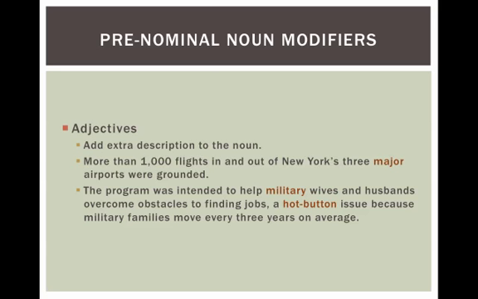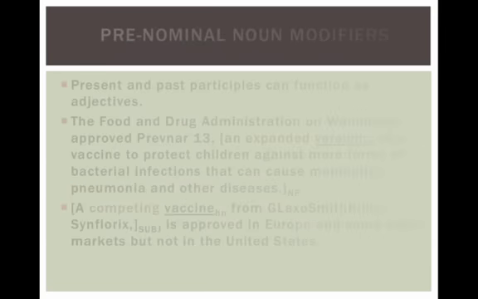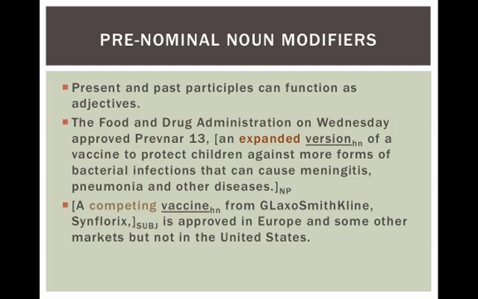The second example shows some other nice adjectives. Military wives and husbands. Military functions as an adjective there. And hot button issue. Hot button is a very nice adjective. Also military families. Okay, that's it basically on adjectives. We're not doing any more. Oh, apparently we are. Present and past participles can function as adjectives.